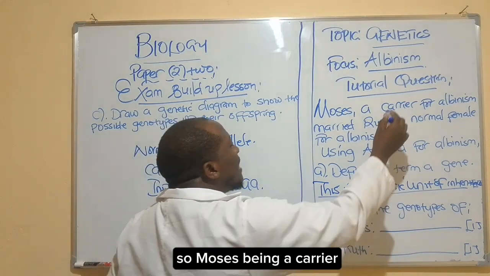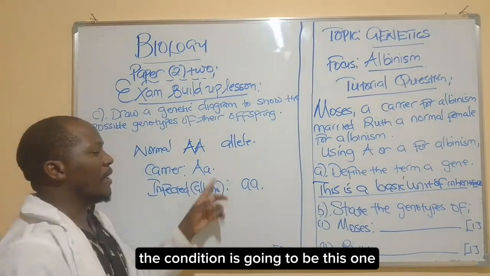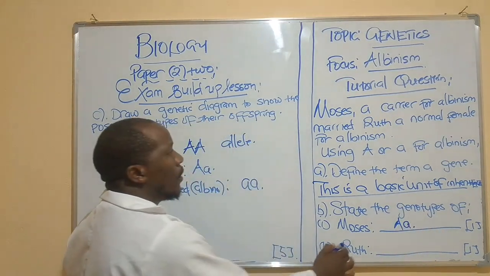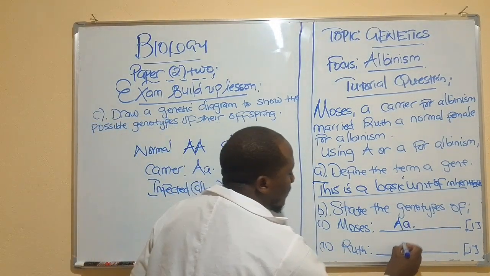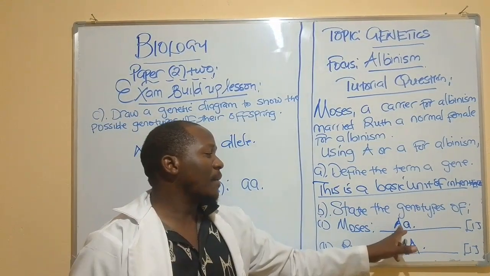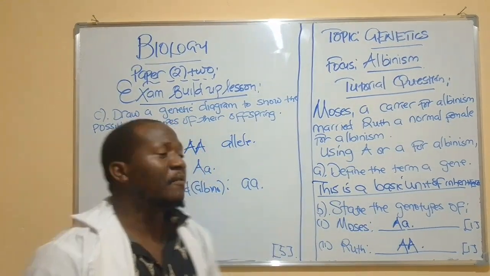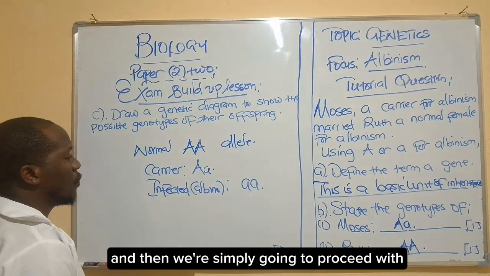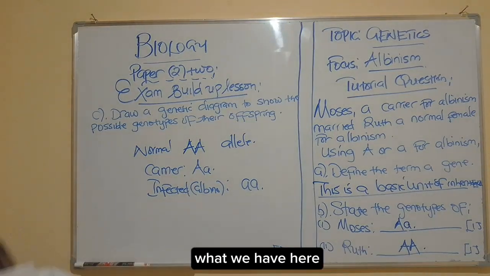So Moses being a carrier, the condition is going to be this one. So we're going to say capital letter A, small letter a. Ruth is said to be normal, so this is going to be capital letter A and capital letter A. So this one, capital letter A, small letter a, is for a carrier. And then we're going to proceed with what we have here.